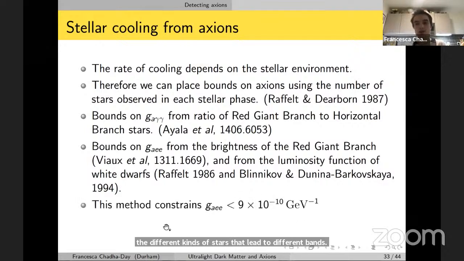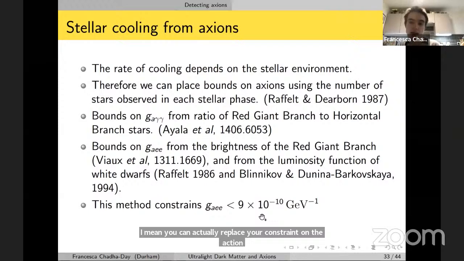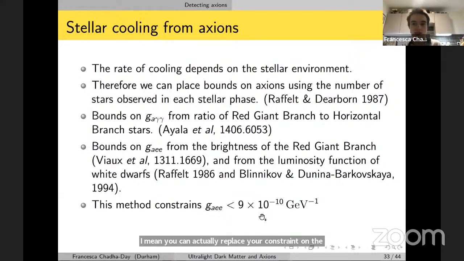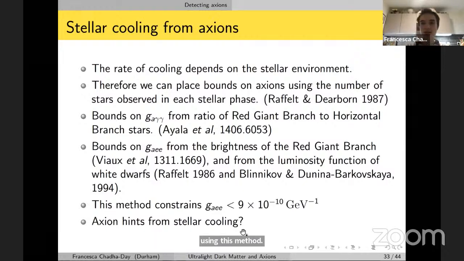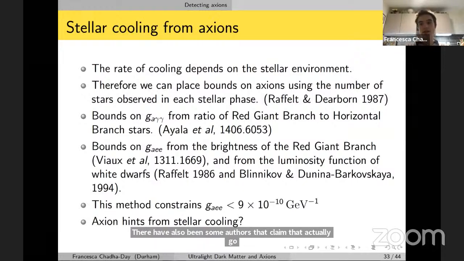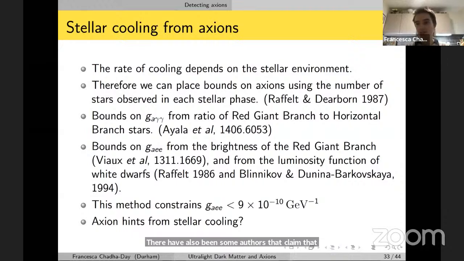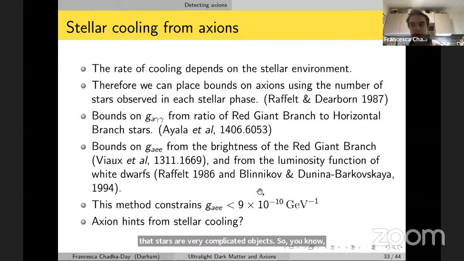And we can actually place a constraint on the axion photon coupling and on the axion electron coupling using this method. There have also been some authors that claim that there are hints from looking at stellar cooling that axions do exist. There are some anomalies in how stars seem to be cooling that suggest that maybe there is extra cooling from axions. But a big caveat here is, of course, that stars are very complicated objects. So, who can say? Maybe we've just got the modeling a bit wrong.